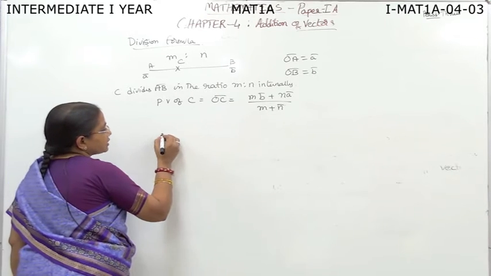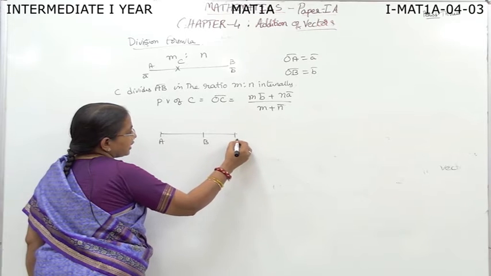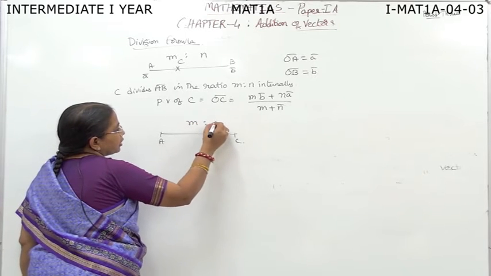Suppose C divides AB externally. Suppose A is like this, B, and C is dividing externally in the ratio m is to n.